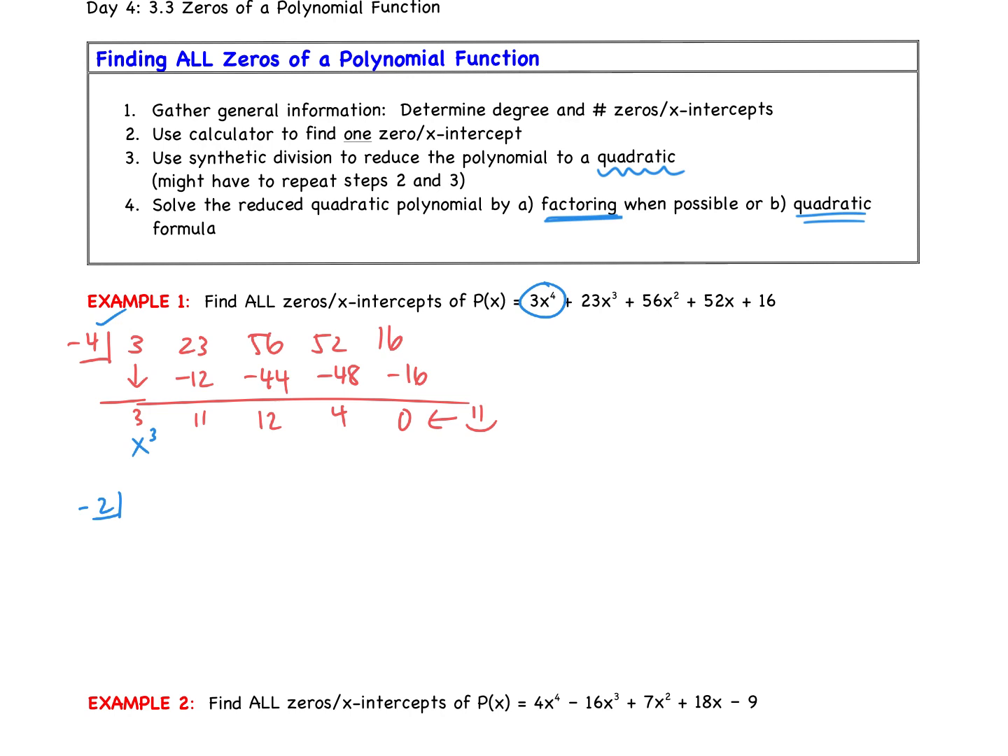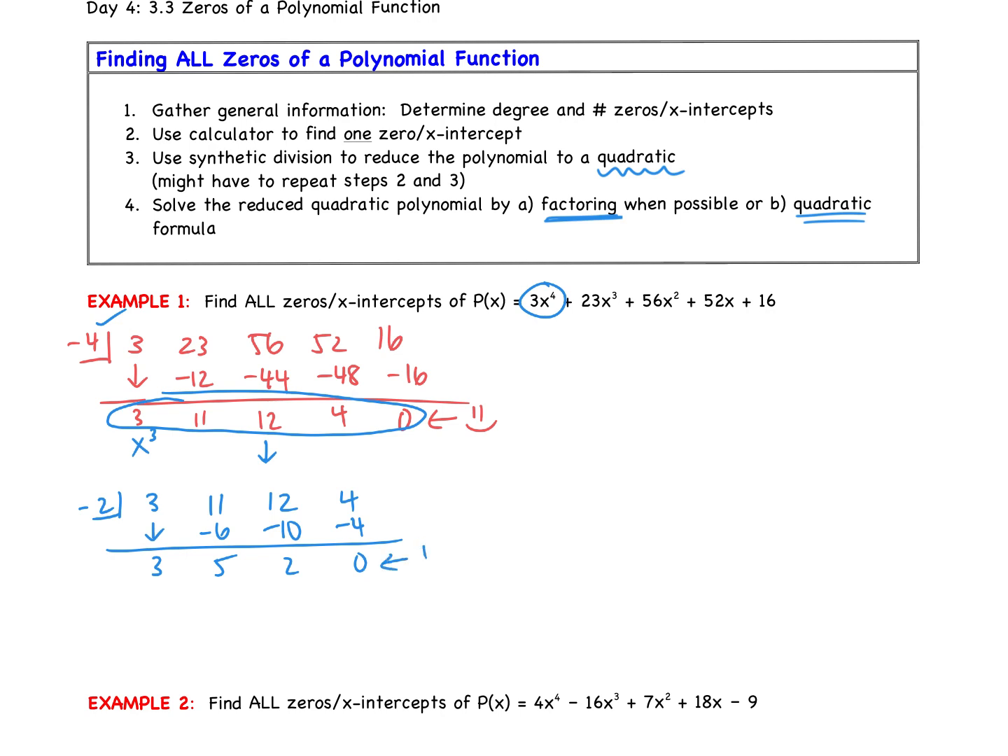Now here is the key. Do not start back at the beginning. What you're going to do instead is use the result of the synthetic division you just did. So we have 3, 11, 12, and 4. There is no need to bring down the remainder. Okay, so we bring that 3 down. We get -6, 5, -10, and 2, -4, and 0. So we see, in fact, that -2 was a 0.